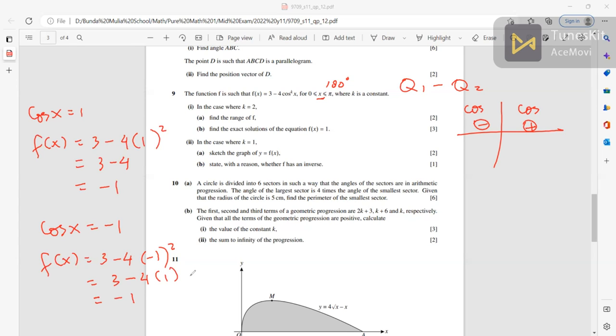But we have to try when cos x equals to 0. When cos x equals to 0, f(x) will be 3 minus 4 times 0 squared, so we can get 3. So the range of f is from minus 1 to 3.